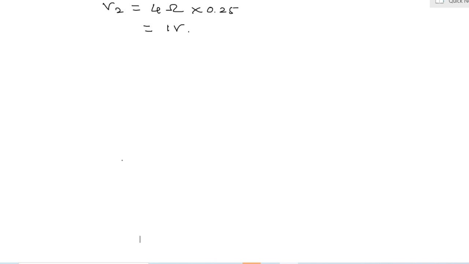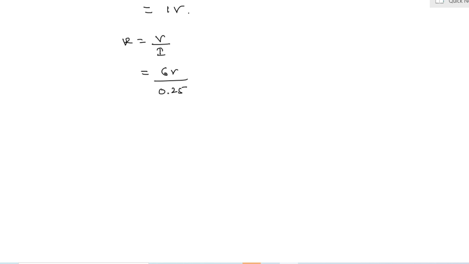R is equal to V by I. Potential difference as well as current is given here: 6 volt divided by 0.25 ampere. Yes, my dear students. We remove the decimal point in the denominator, then we take two 0s in the numerator. So 6 into 100 divided by 25; 25 fours are 100. So 6 into 4, 24. The answer is 24 ohm.